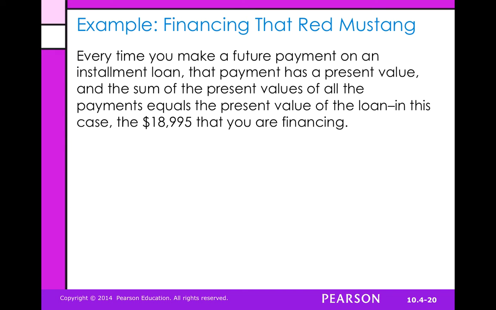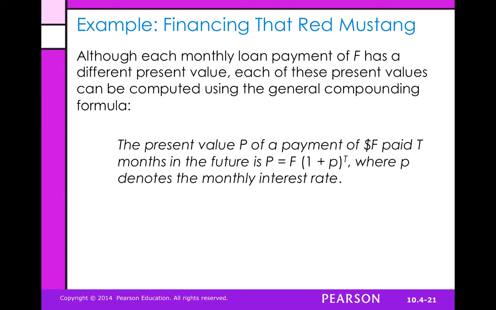Every time you make a future payment on an installment loan, that payment itself has a present value. The sum of the present values of all of the payments equals the present value of the loan, which in this case is $18,995, the amount that you are financing. So although each monthly loan payment of F has a different present value because you're paying the thing down, each of these present values can be calculated using the general compounding formula.